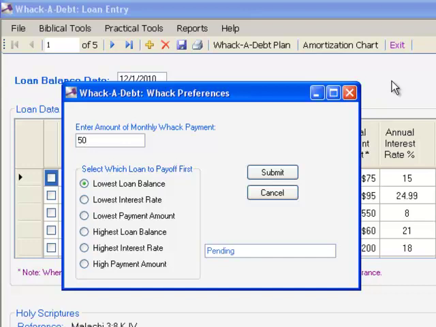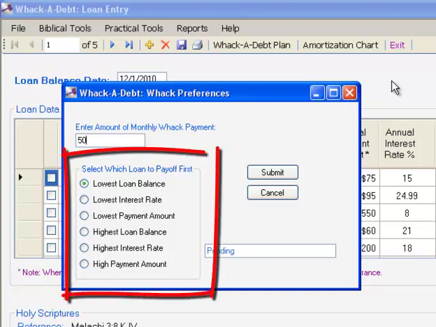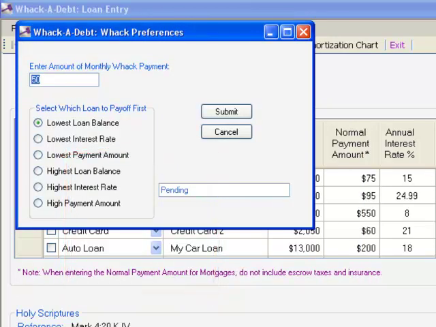Next, we'll choose the option of which loan to pay off first. This option controls the order in which the WAC payment will be applied. For now, we'll leave this value set at the lowest loan balance. Next, click on the Submit button to generate your personalized WAC plan.